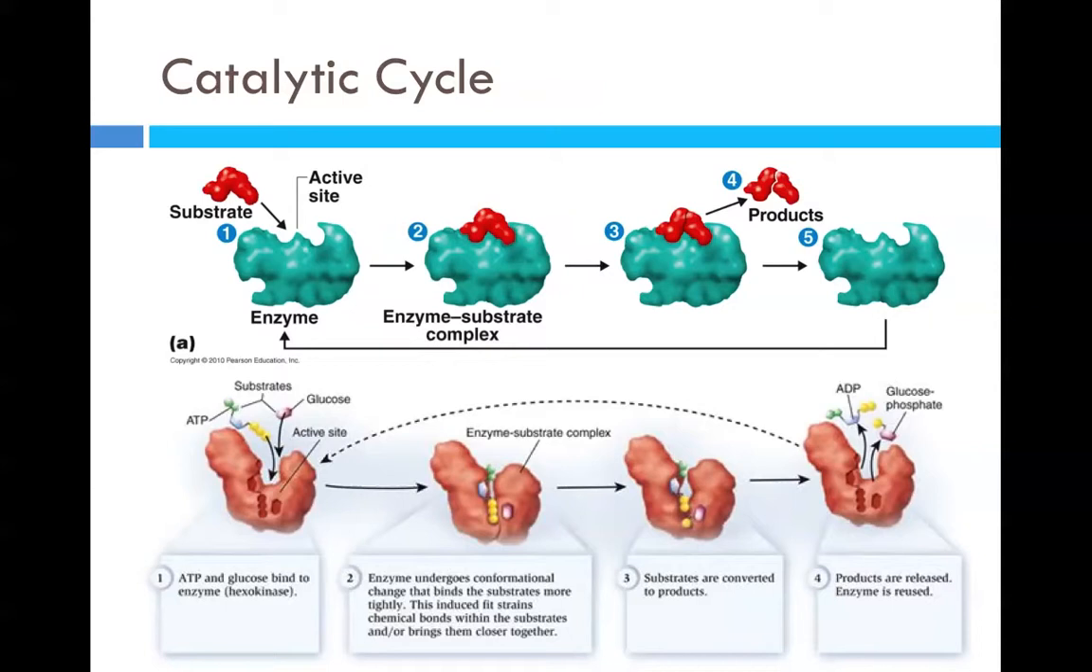So, as seen here in the bottom picture, the ATP and glucose enter the active site of an enzyme. Once they're bound, they will combine and create two new products, and as a result, you get ADP and glucose phosphate.